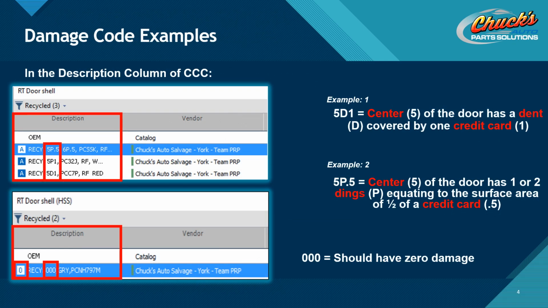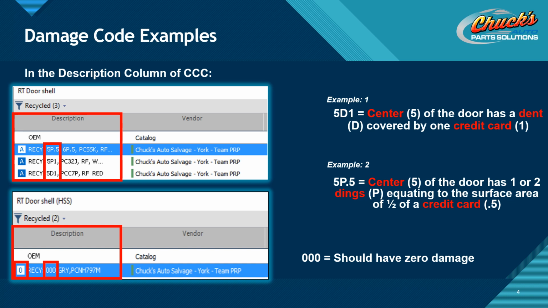Here are some examples of what we just went over. Down the right side of the page, you'll see 2 examples. The top one, 5, designates the center of the door. D designates a dent, and 1 represents 1 credit card size dent. The lower example, example 2, has the same configuration. We have a 5 again, that's the center of a door, P being a parking lot ding, but we see a 0.5 there. So that's representing the fact that there may be 1 or 2 dings, but they won't equate to anything larger than half of a credit card.